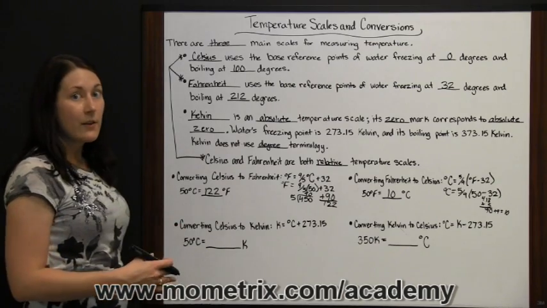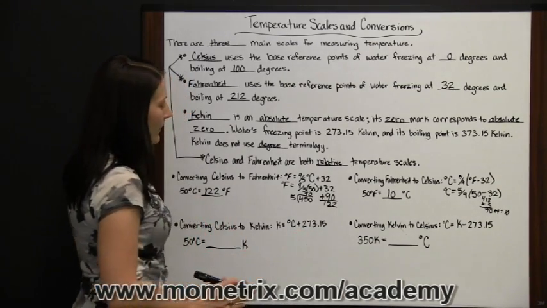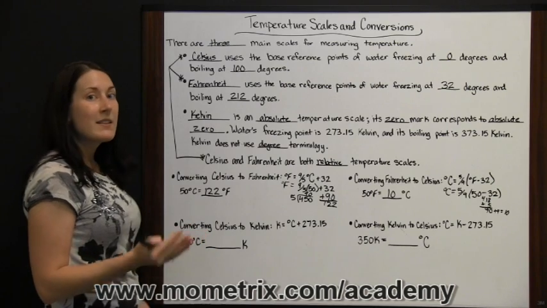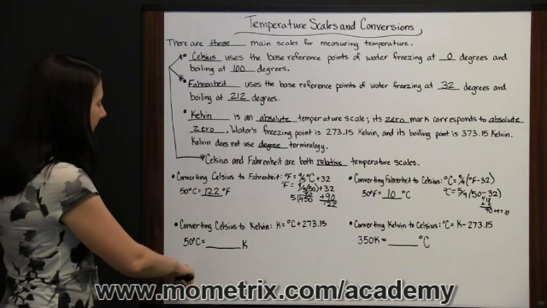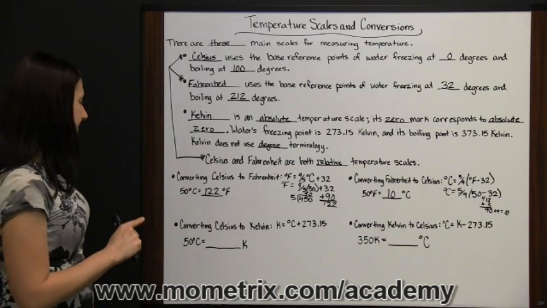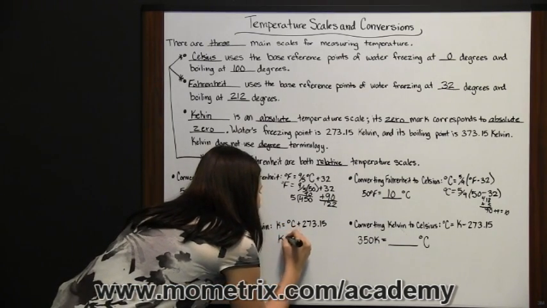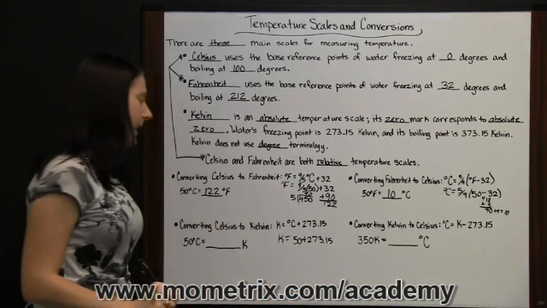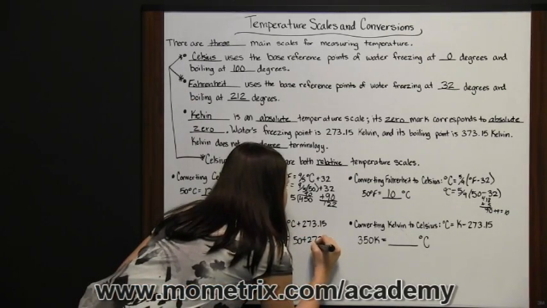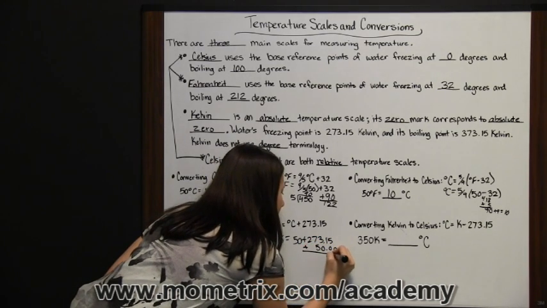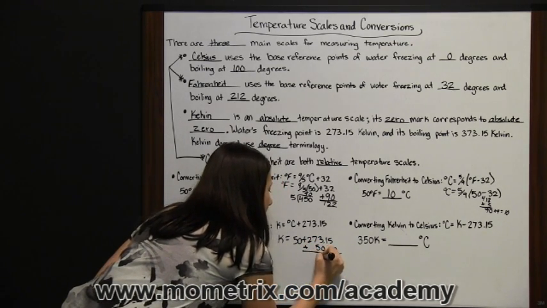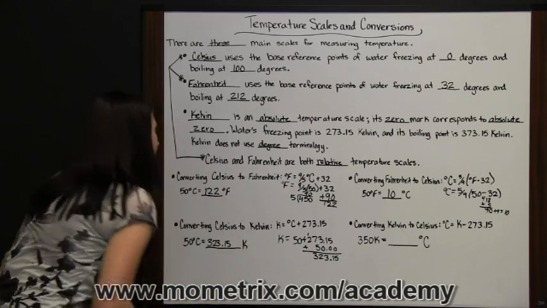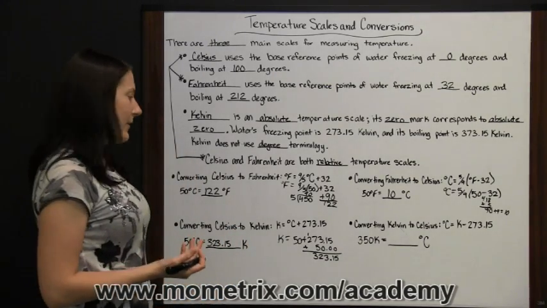So let's look at converting Celsius to Kelvin. There's no direct formula for Fahrenheit to Kelvin. It would just be basically combining the Fahrenheit to Celsius and then Celsius to Kelvin. So it would be best to do it as a two-step process. If we have 50 degrees Celsius and we want to convert it to Kelvin, we plug in degrees Celsius, 50, plus 273.15, and we're just going to add them together. And we get 323.15 Kelvin. And remember, we don't use degrees with the Kelvin scale.